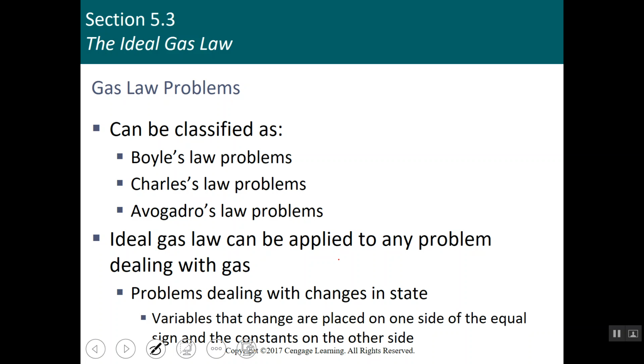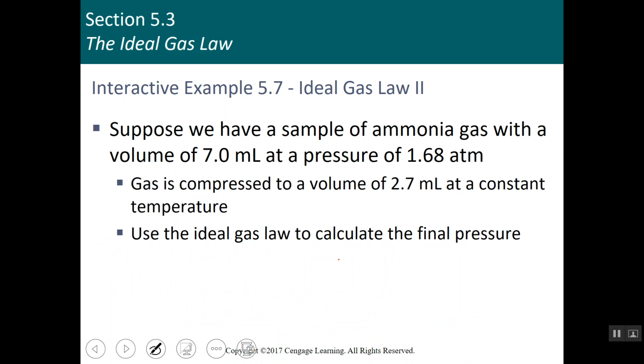So for gas law problems, if we have conditions that are changing, we could use Boyle's law, Charles's law, or Avogadro's law. But if we're using the ideal gas law, we have one set of conditions. So let's jump into this. Suppose we have a sample of ammonia gas with a volume of 7 milliliters at a pressure of 1.68 atmospheres. It's compressed to a volume of 2.7 milliliters at a constant temperature. Use the ideal gas law to calculate the final pressure.